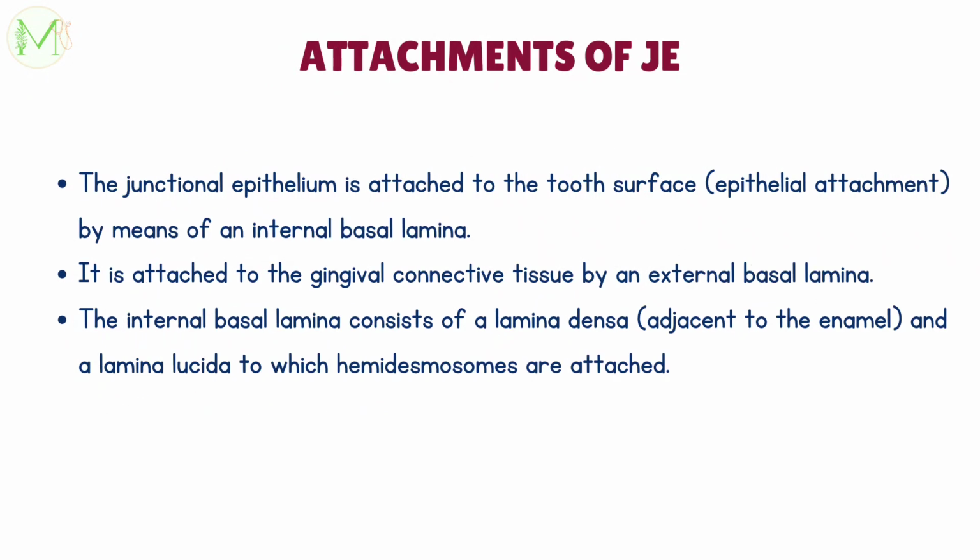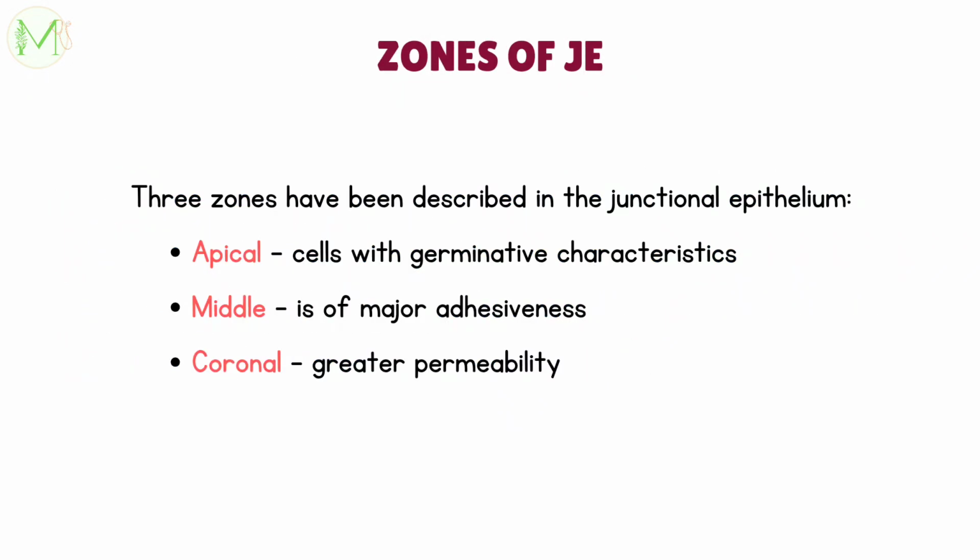Attachments of junctional epithelium. The junctional epithelium is attached to the tooth surface by means of the internal basal lamina. It is attached to the gingival connective tissue by the external basal lamina. The internal basal lamina consists of lamina densa adjacent to the enamel and lamina lucida to which the hemidesmosomes are attached. But recent data shows that hemidesmosomes do more. They act as specific sites of signal transduction, and they may also participate in regulation of gene expression, cell proliferation, and cell differentiation.